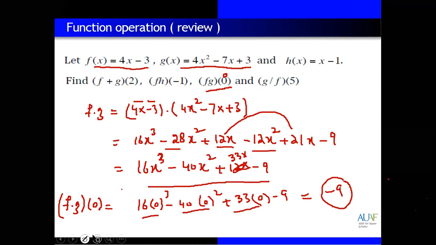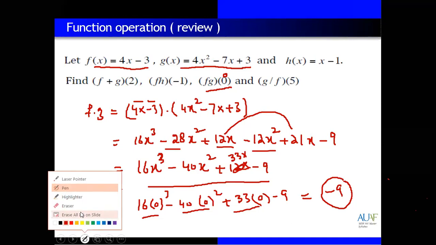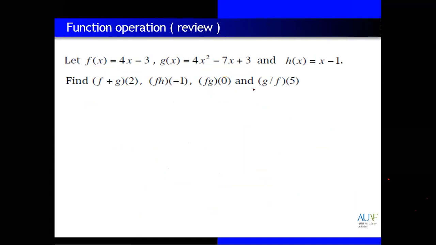The next example is about division. Same example here, we have g divided by f of 2. The g function and the f function. g divided by f, and the x value is 5. First of all, write down the g function. What is the g function? 4x square minus 7x plus 3, divided by f, and f is 4x minus 3.